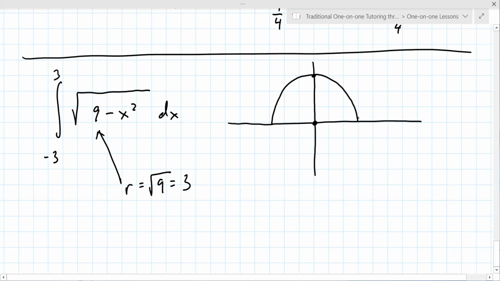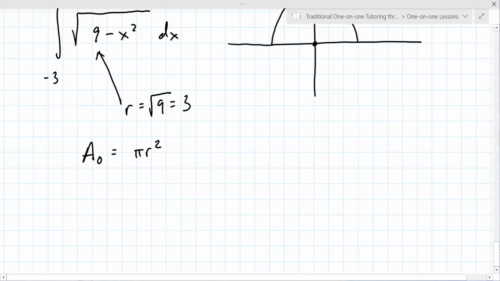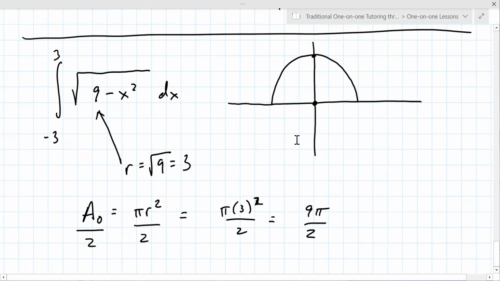So then it's, no, 9 pi over 2. Right, so the area of a circle is pi r squared, but if you only want the top half, you got to cut it in half. So it's pi times 3 squared over 2, 9 pi over 2. You just leave it as 9 pi over 2. Yes, that's your final answer.